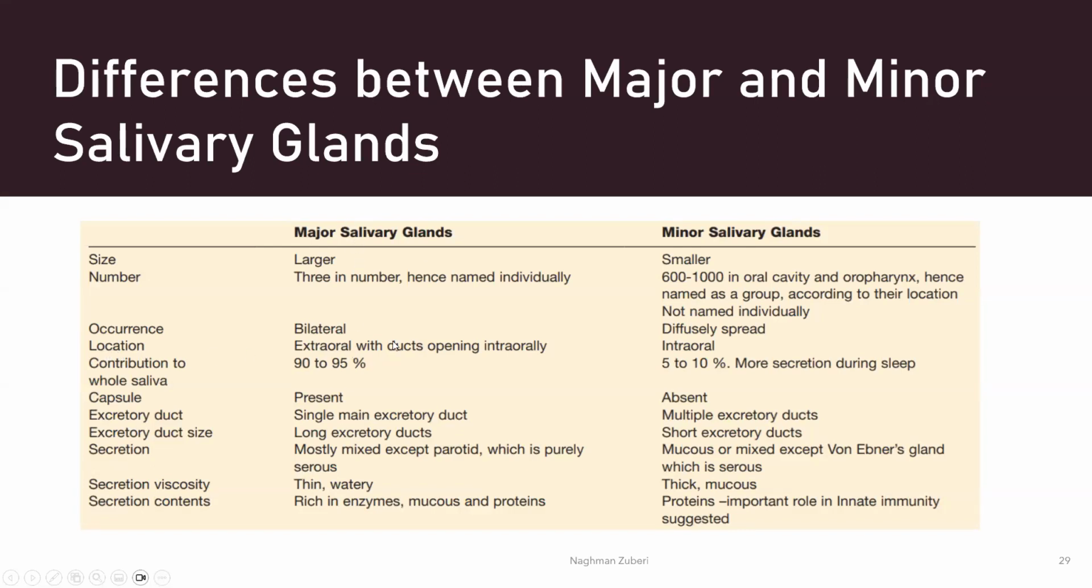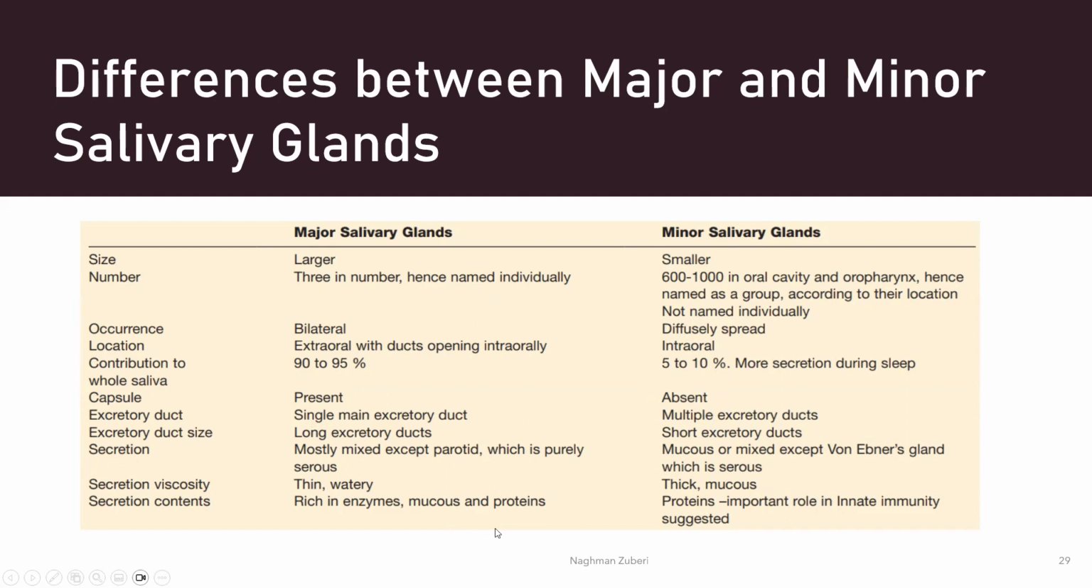Location of major salivary glands: they are not present intraorally. They are always extraoral, but the ducts open intraorally. Whereas minor salivary glands are present intraorally. Contribution to whole saliva: major salivary glands 90 to 95%, minor salivary glands 5 to 10%, with more secretion during sleep. Capsule is present in major salivary glands. They are encapsulated, whereas minor salivary glands do not have a capsule.